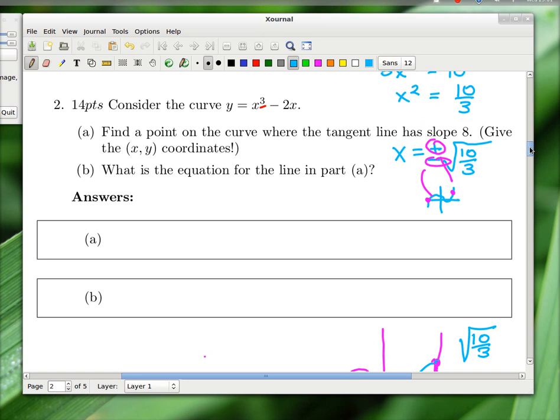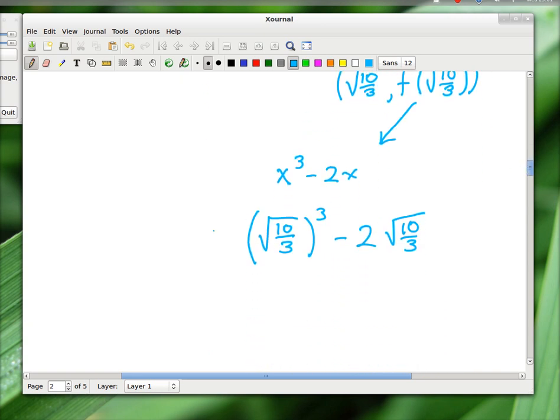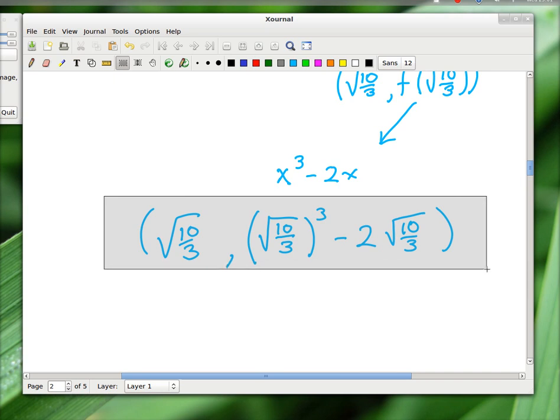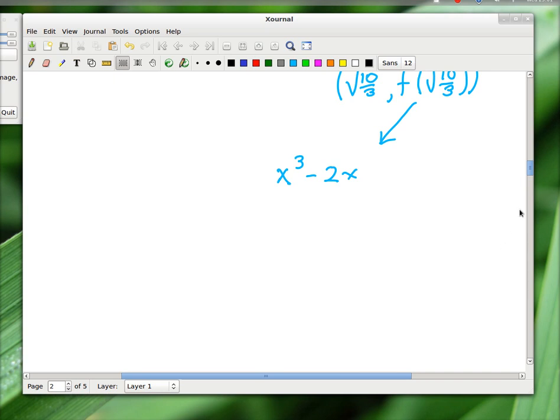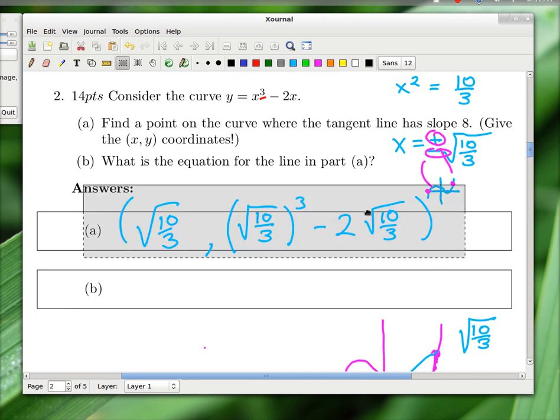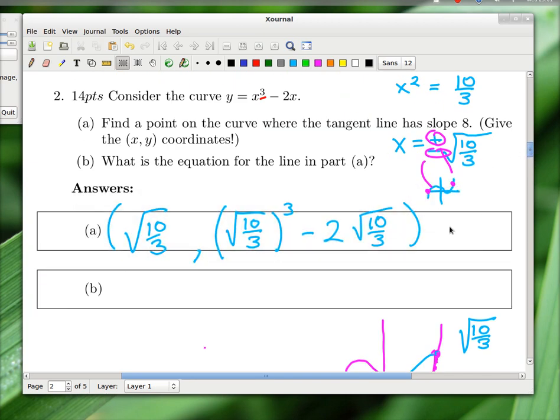And so we're done. So our answer is, so this is the y-coordinate, and we said the x-coordinate was just the square root of 10 thirds. So put it in parentheses here to make it official. And now let's go paste it in the answer slot. Okay. Doesn't really fit there, but that's the answer. Okay. And, you know, we could do this on a calculator, but we're trying no calculators on the exam. So this is fine. And B says, what is the, oh my god. What is the equation for the line in part A?